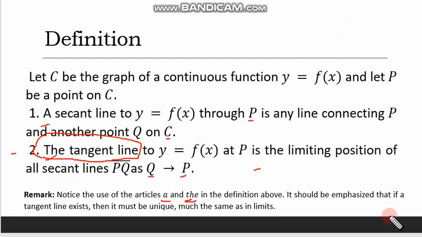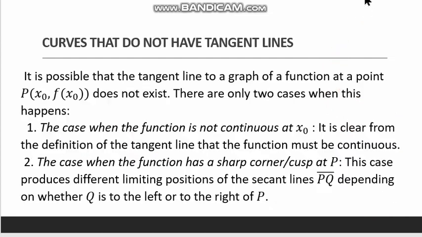It should be emphasized that if a tangent line exists, then it must be unique, much the same as in our limits. Before we go on further, let's understand that there are some instances where a curve does not have a tangent line. So it's possible that the tangent line to a graph of a function at a point P does not exist. And there are two cases for that.